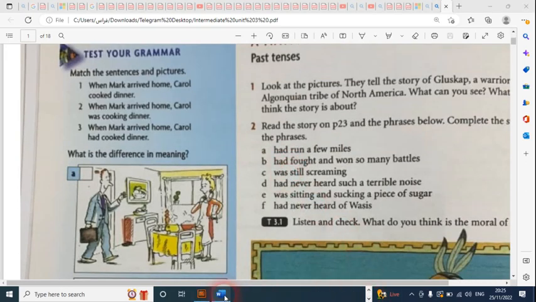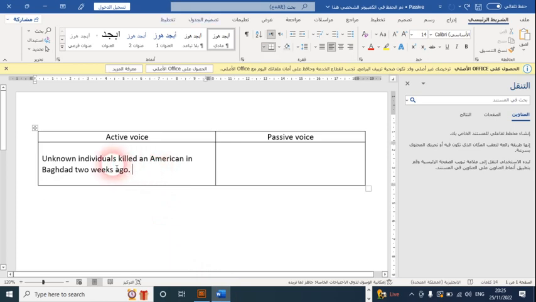What is meant by passive? Here, I will give you examples made up by me. Here we have: unknown individuals killed an American in Baghdad 2 weeks ago. If you remember, there was news about an American who was teaching English and got killed.